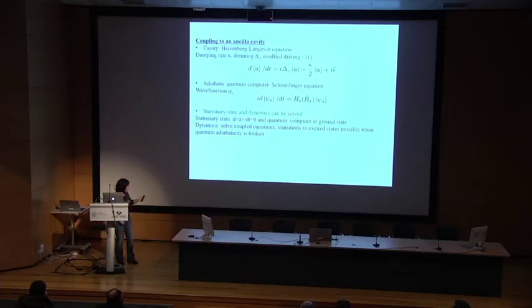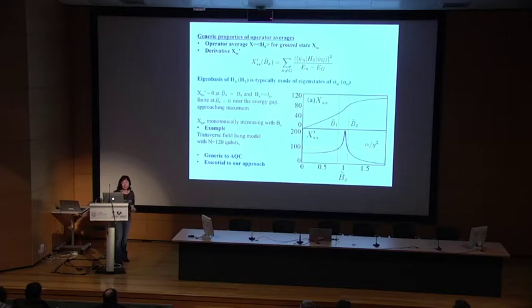For the cavity, we just use the Heisenberg-Langevin equation to describe the cavity dynamics because it's a semi-classical system. And for the adiabatic quantum computer, we use the Schrodinger equation with the effective Hamiltonian, which I just described to you before. We can solve the stationary state and dynamical properties of the system. So why is this useful for adiabatic quantum computing?